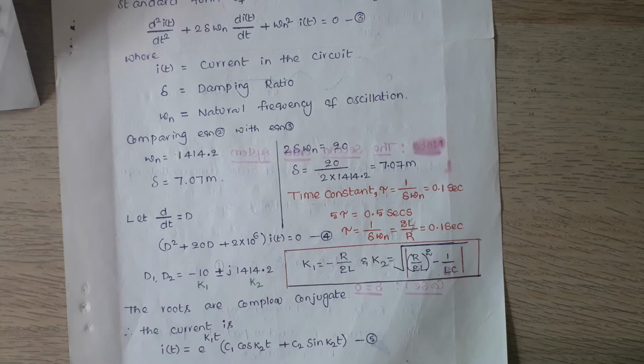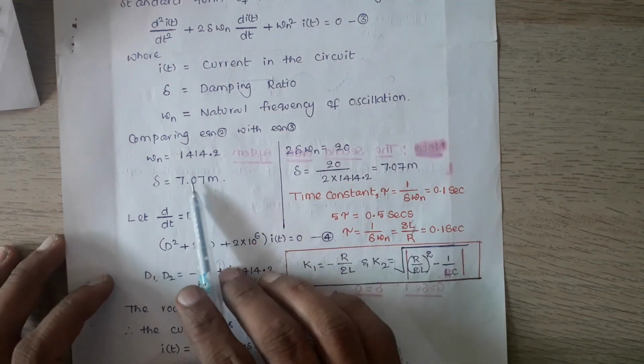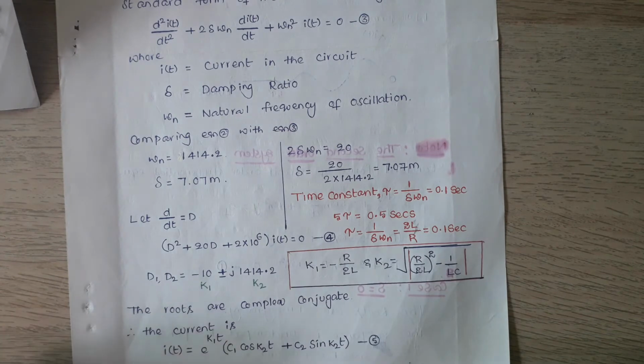The roots are complex conjugate because zeta equal to 7.07 milli, which is 0.00707, so about 0.007. This is in between 0 and 1. That is why the roots are complex conjugate, and the type of response is an underdamped response.